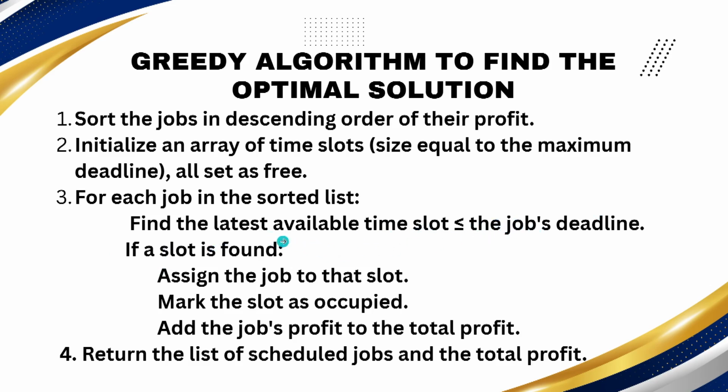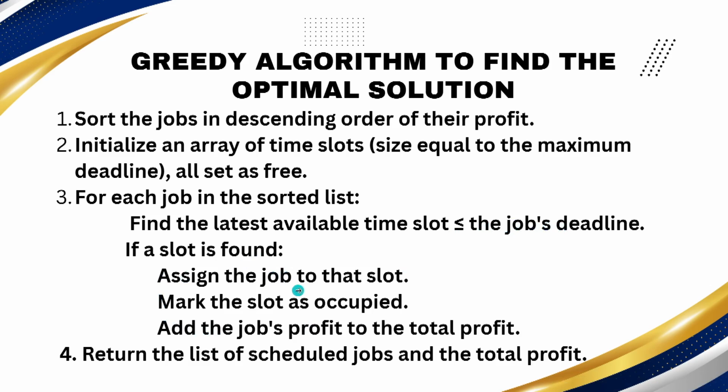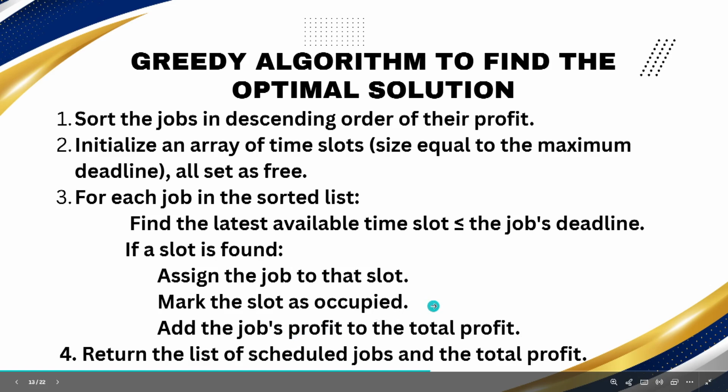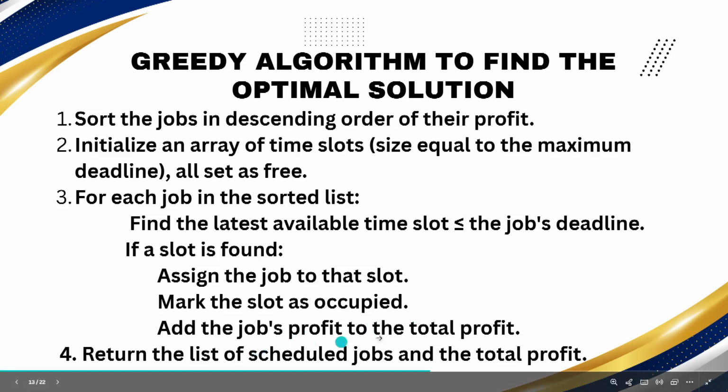So, we take the job with the maximum profit, and then we try to put the job in the schedule in such a way that it is less than or equivalent to the job's deadline. If we are able to find one such slot for that particular job, then we assign that job to that slot and we mark that slot as occupied, and then we keep track of the profit gained so far, adding the job's profit to the total profit. Initially the total profit would be initialized to 0, and finally we return the list of scheduled jobs and the total profit. So, this is how your greedy approach to the job sequencing problem works.